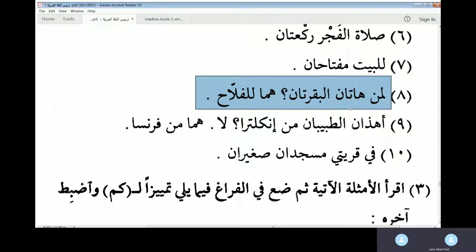Whose do these two cows belong to? Okay, correct. To whom belong these two cows? Huma lilfallahi, they belong to the farmer. These two belong to the farmer.